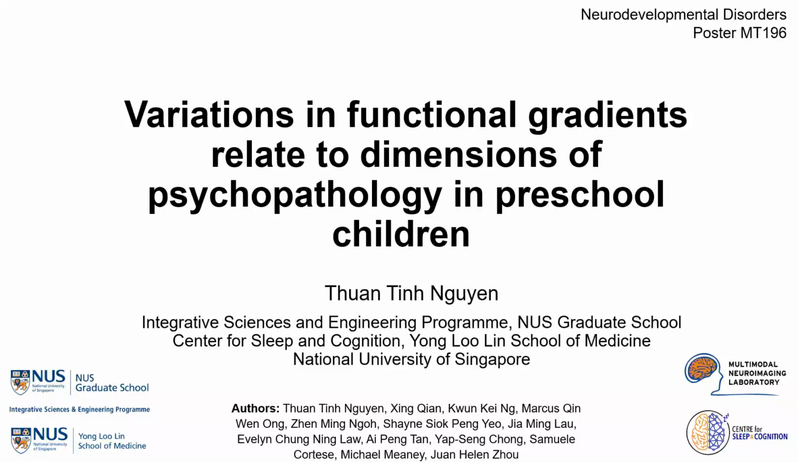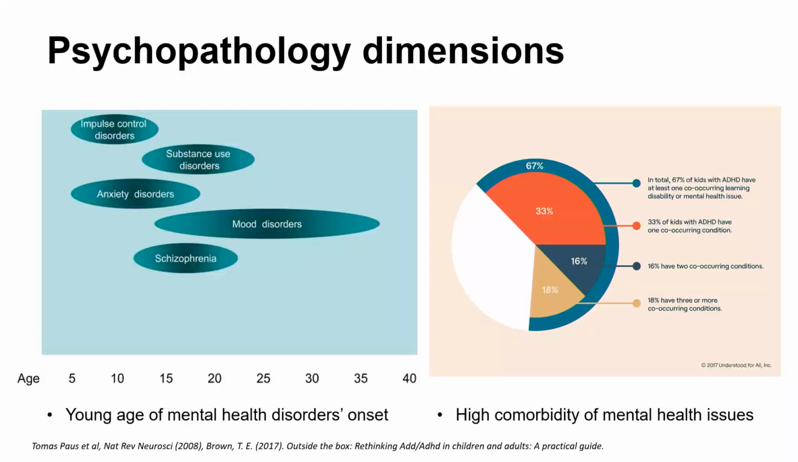Hello, I'm Tuan Ting from the National University of Singapore, but you can call me Sophia. Today I'm honored to present my project titled Variations in Functional Gradients Relate to Dimensions of Psychopathology in Preschool Children. As you all know, young children can suffer from mental health symptoms, while the peak age of onset for having any mental health disorder is 14 years. First onset of mental health disorders can happen as early as 4 or 5 years of age.